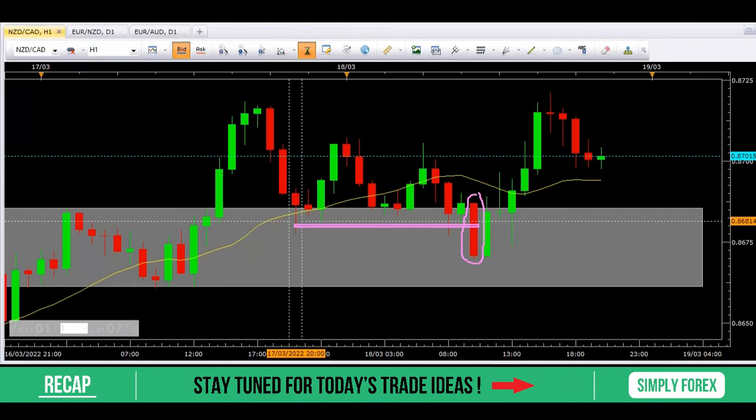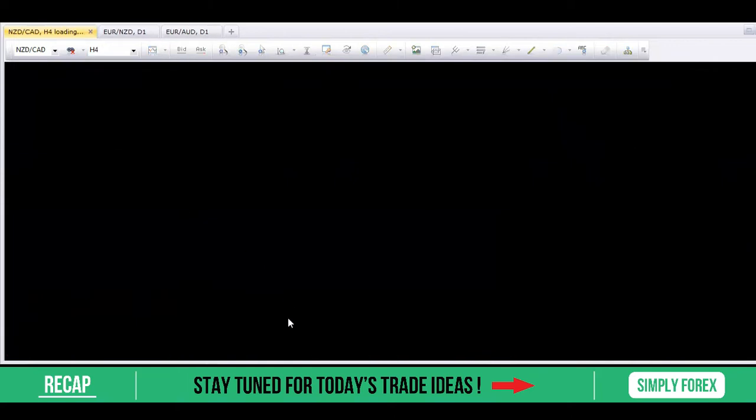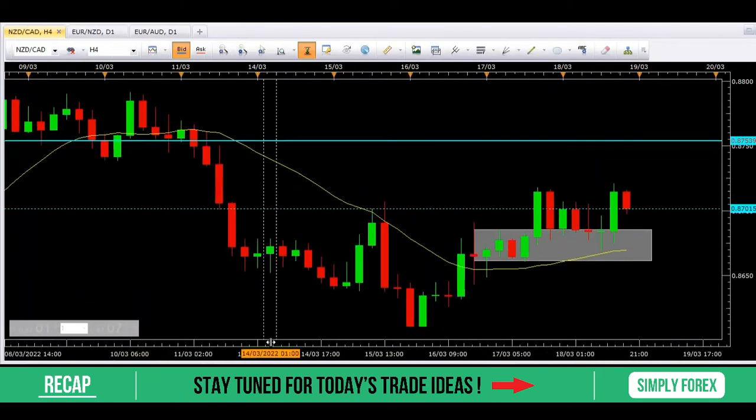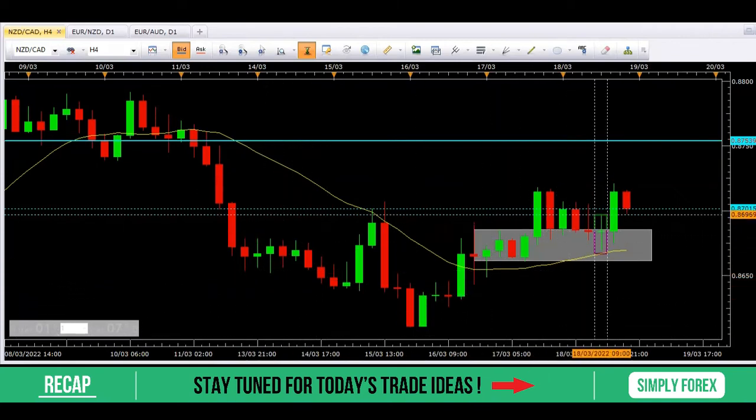But guys, let's have a look at the H4. You do need to be aware of what's happening on other time frames. And as you can see, this is this candle here. It bounced down, and then came back up into our zone. And on the H4, this trade still makes perfectly good sense.